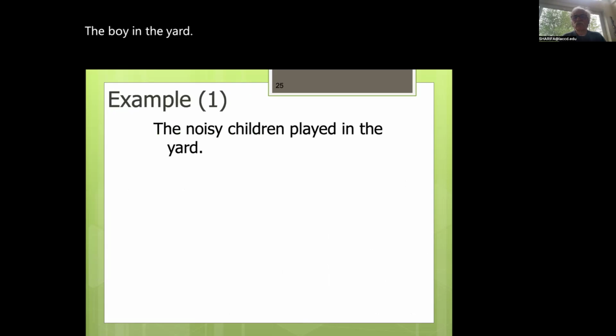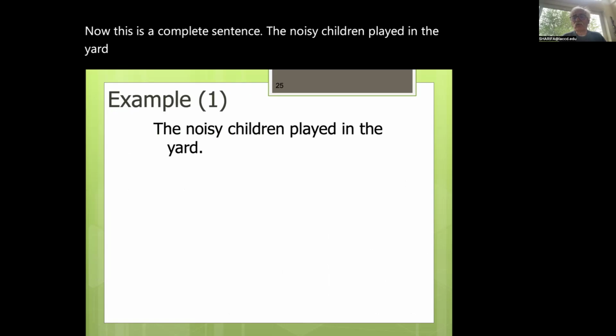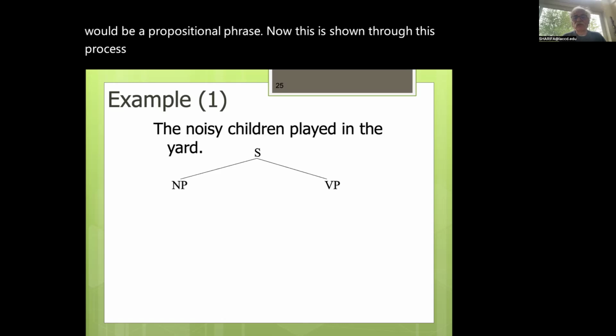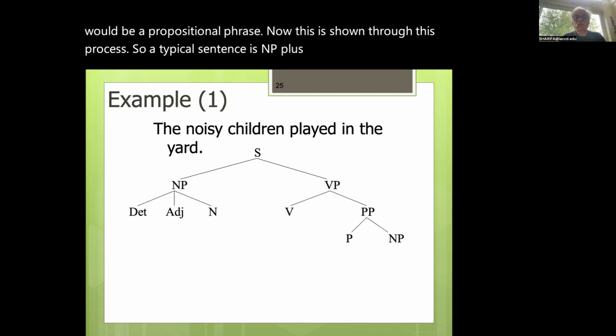Now, this is a complete sentence. The noisy children played in the yard. The noisy children would be the NP. VP would be played. In the yard would be a prepositional phrase. Now, this is shown through this process. So a typical sentence is NP plus VP.